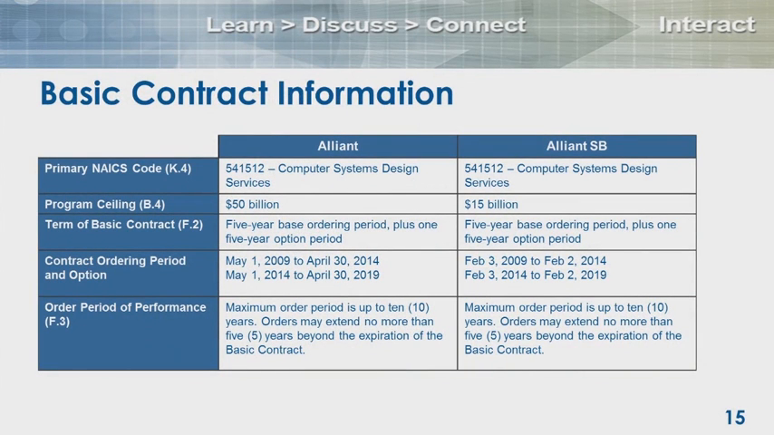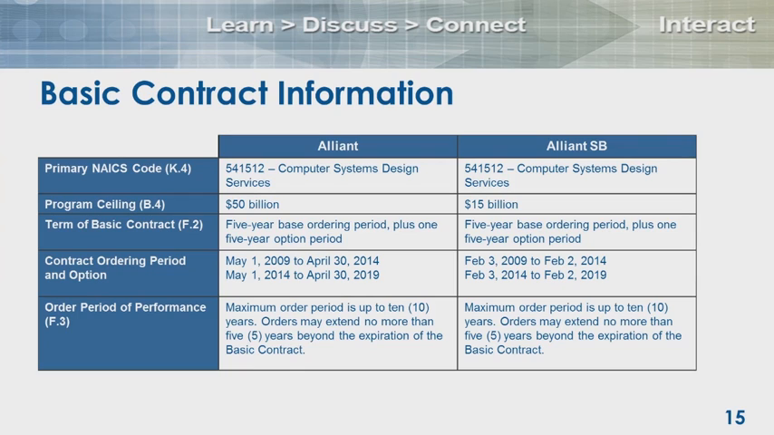Alliant and Alliant Small Business have the same NAICS code, 541512, Computer System Design Services. The program ceiling is $50 billion for Alliant and $15 billion for Alliant Small Business. The term of the basic contract is 5 years base plus a 5-year option period. Currently, Alliant and Alliant Small Business GWAC are in their option period.